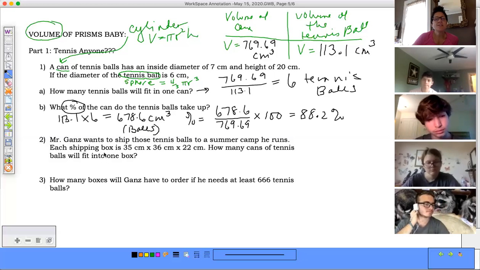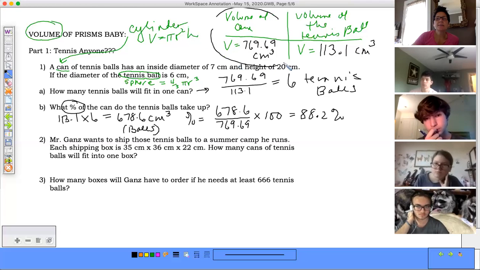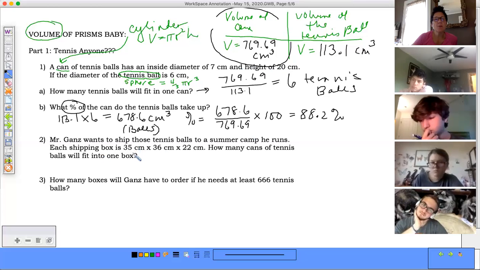Okay. So each shipping box, let's say, is 35 by 36 by 22. And we want to know how many cans of tennis balls are going to fit into that box. So we know that one can takes up 769.69 cubic centimeters, right? So if we want to find out how many cans will take up that box, if you're all with me, right? How many cans are going to take up that box?